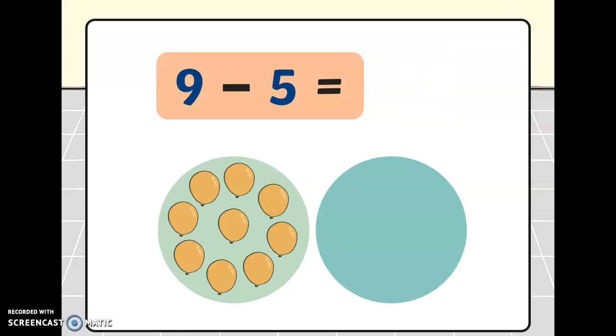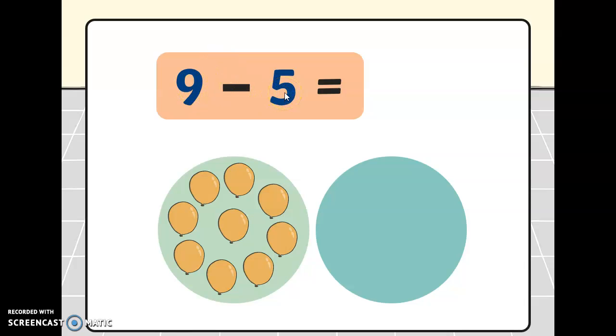Fantastic. And the last one are balloons. So here we have got 9 balloons because it tells us here the biggest number says 9. Let's check. 1, 2, 3, 4, 5, 6, 7, 8, and 9. 9. And when we're doing taking away, boys and girls, we always need to start with the biggest number. We can't swap it around because if we did 5 balloons and take 9 away, well, that wouldn't work. We have to start with the biggest number. So 9 take away 5.